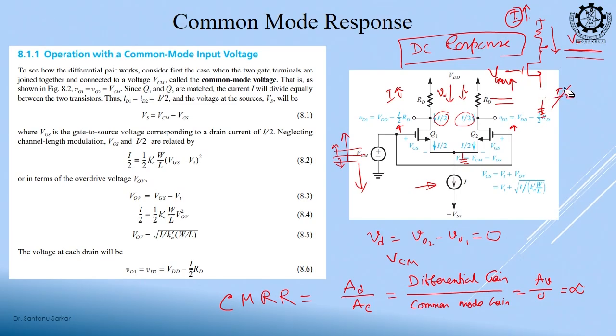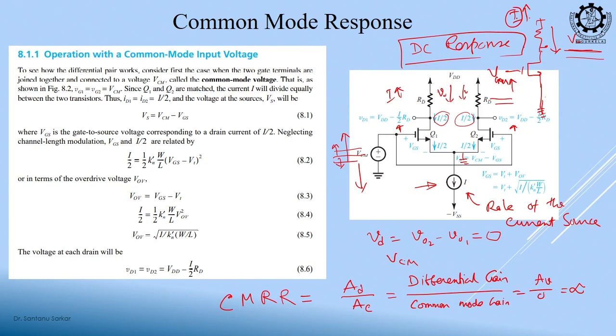Otherwise, what would happen? I is a function of VGS, as VGS is changing, I should also change. This I is now free, there is no one to control. Okay. So, this is the role of the current source. What is the role? To control the output level, so that the output level is fixed.